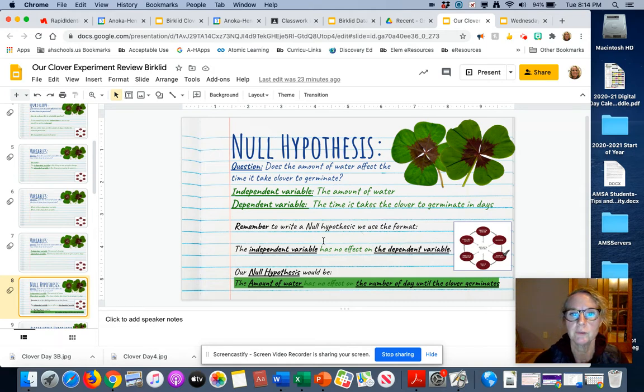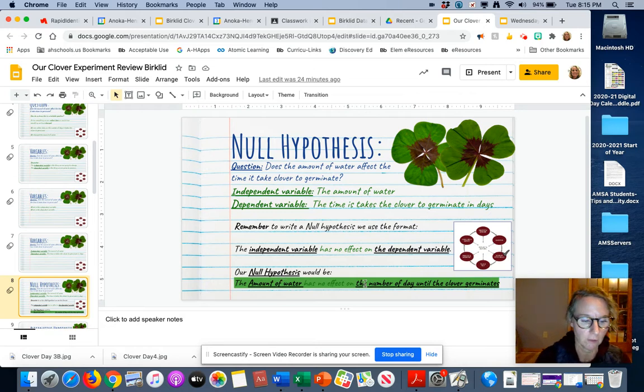So what we have to do is take our independent variable, the amount of water, and insert it into this space. Then we take our dependent variable, the time it takes the clover to germinate, into this space. So our null hypothesis would be: the amount of water, our independent variable, has no effect on the number of days until the clover germinates, which is our dependent variable. It's just this formula with the independent and the dependent variable inserted. That's how we get to our null.